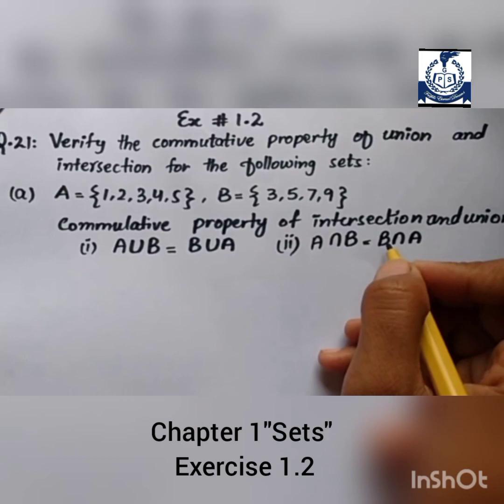If we solve A intersection B or if we solve B intersection A, in both conditions we get the same answer. So student, you need to solve this question by yourself. First you need to verify the commutative property of union, which is A union B is equal to B union A. First solve A union B, which is the left hand side, and then solve the right hand side, which is B union A. In both you get the same answer. And commutative property of intersection, A intersection B is equal to B intersection A, this part you also need to solve by yourself.